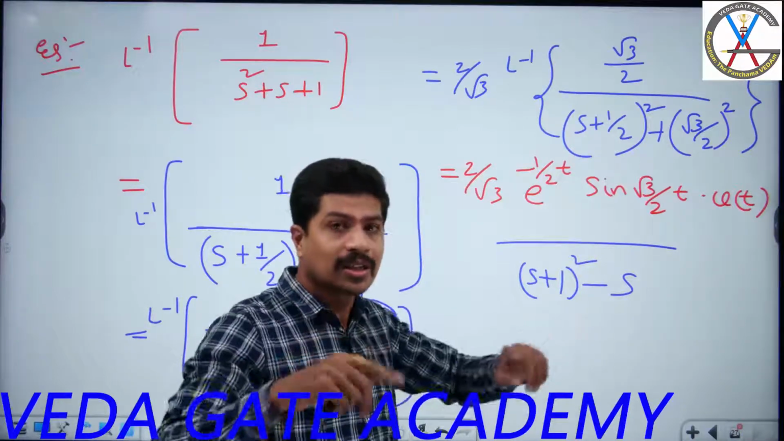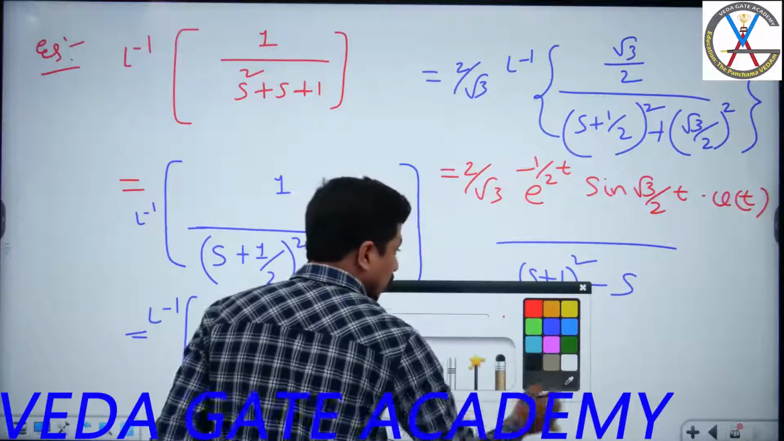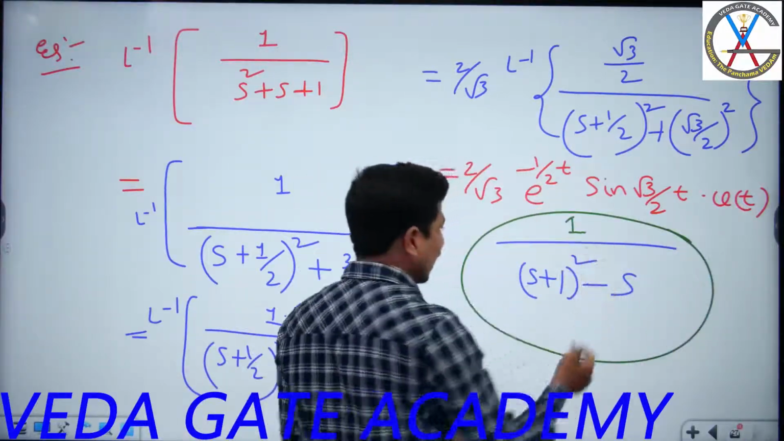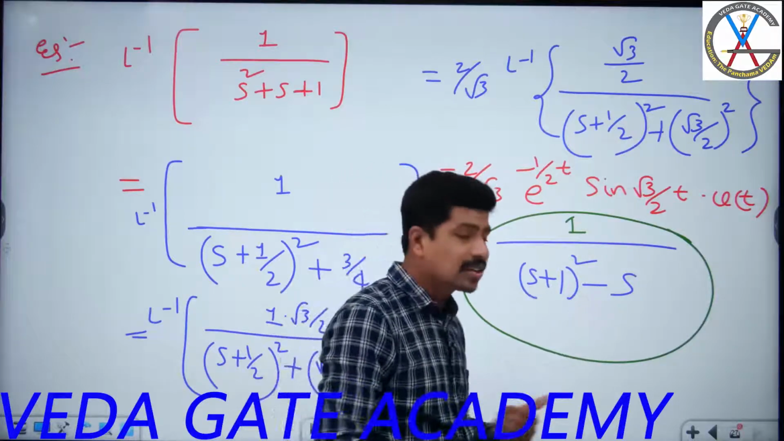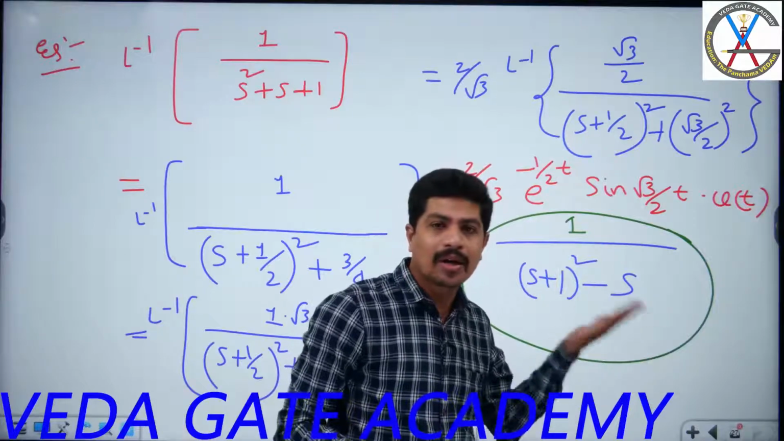Time shifting, same sign. Now that is this one. Now we have taken this one also, right? Observe this one. What can we do with this one? Nothing. s plus 1 whole square minus s. Is there any identity? This type of identity we have to compare to get the inverse Laplace?